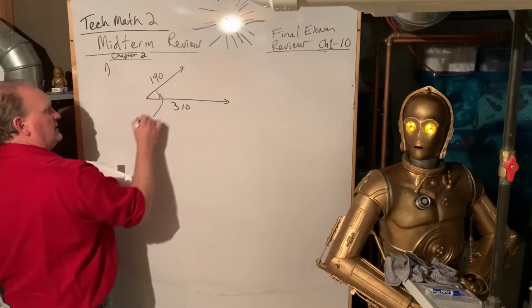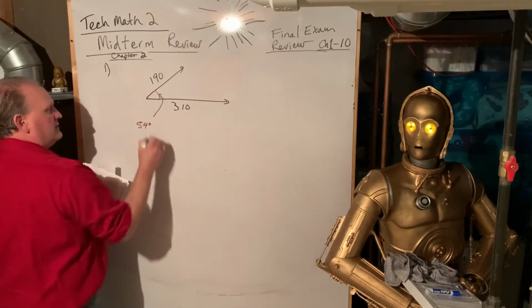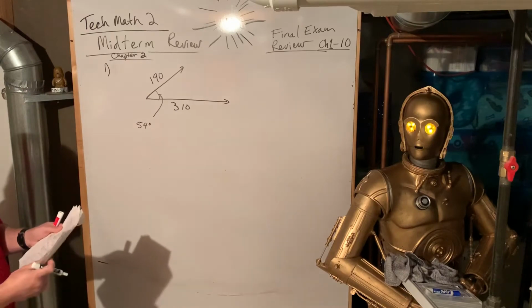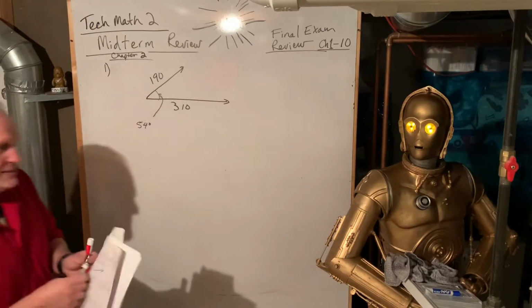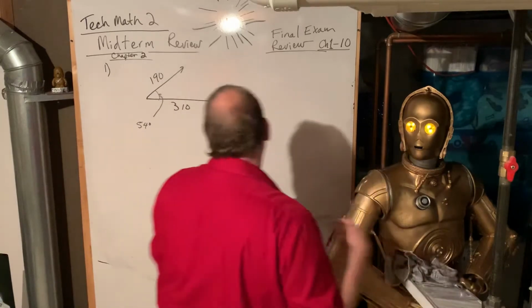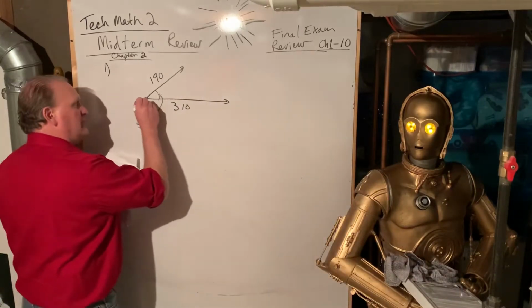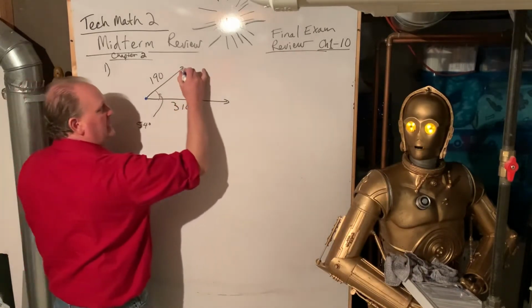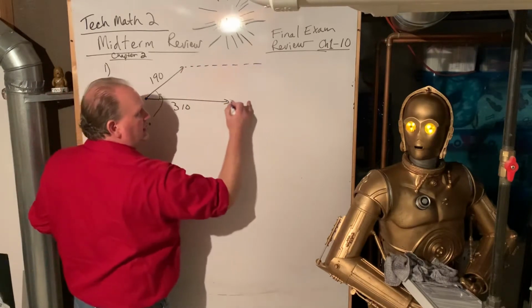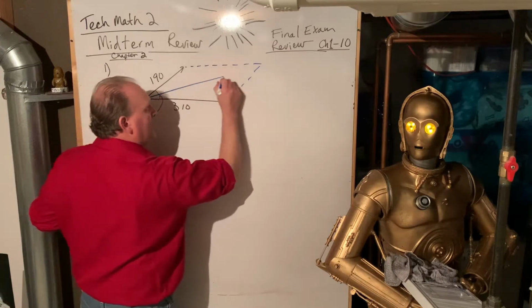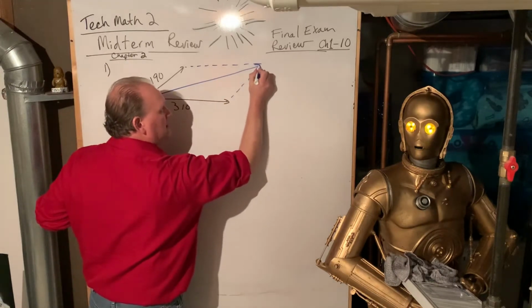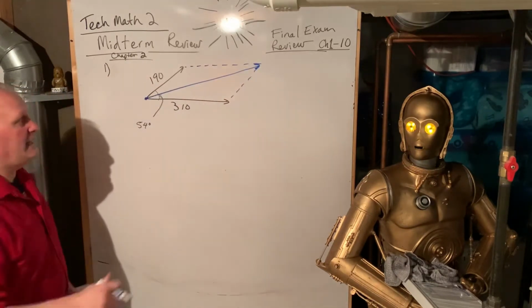310, 190, and then this angle is 54 degrees. I'm going to put a little arrow like this. 54 degrees. Okay. So remember how this works. We want to find the resultant vector. That is, these two forces are acting on this object, an object right here at the same time. Basically, the resultant vector is going to be the diagonal of a parallelogram created.